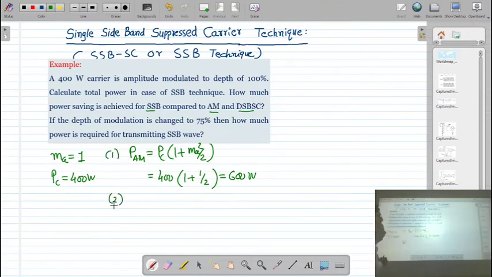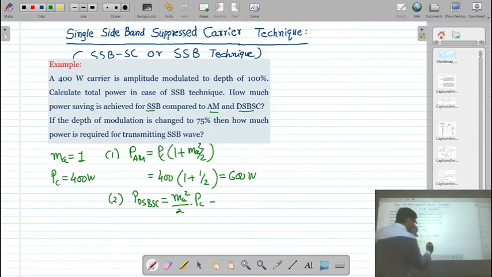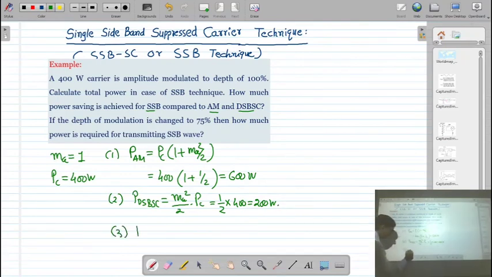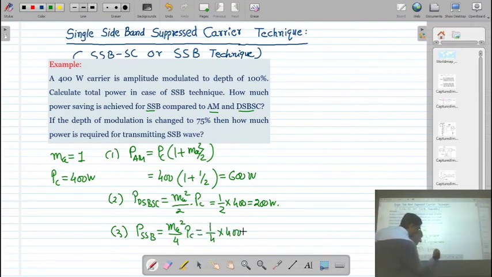Now if I am using a DSBSC technique, then the power for the DSBSC is given as Ma square by 2 into Pc. Correct? And therefore, this is 1 by 2, and what is my Pc? It is 400, so 200 watt will be there. If I calculate the power for a SSB, then the expression is Ma square by 4 into Pc. So it is 1 by 4 into 400, so here we have 100 watt.